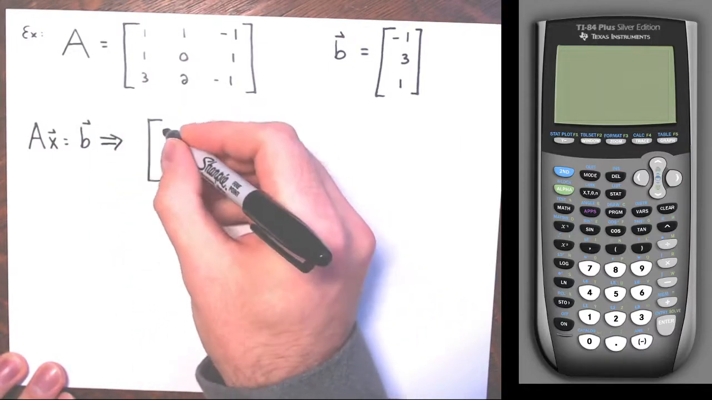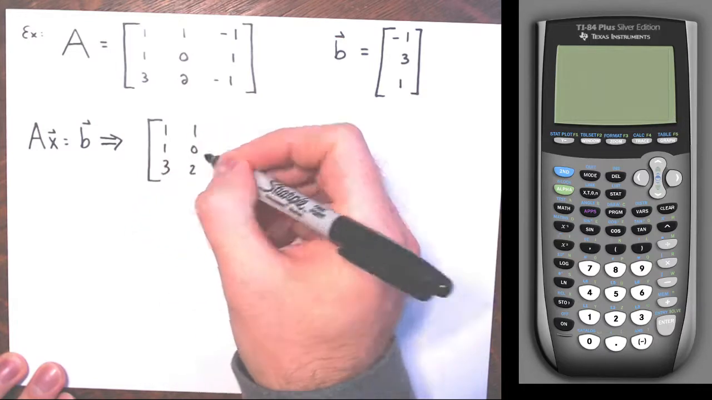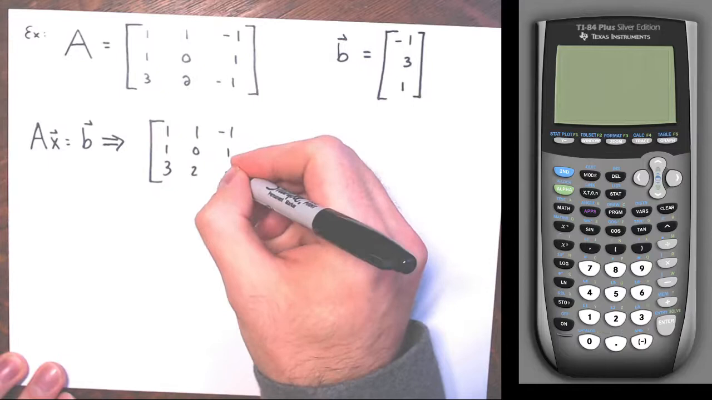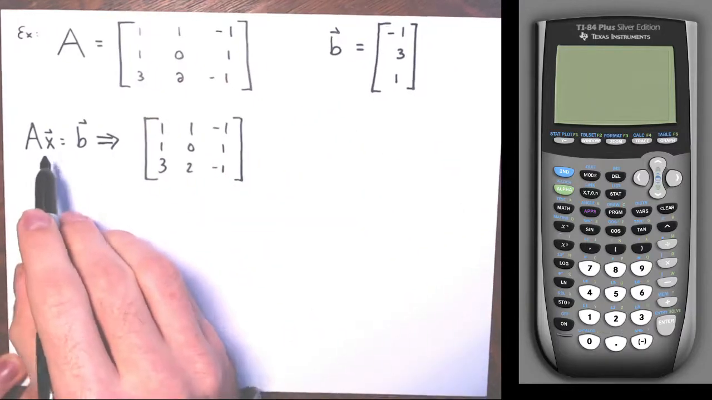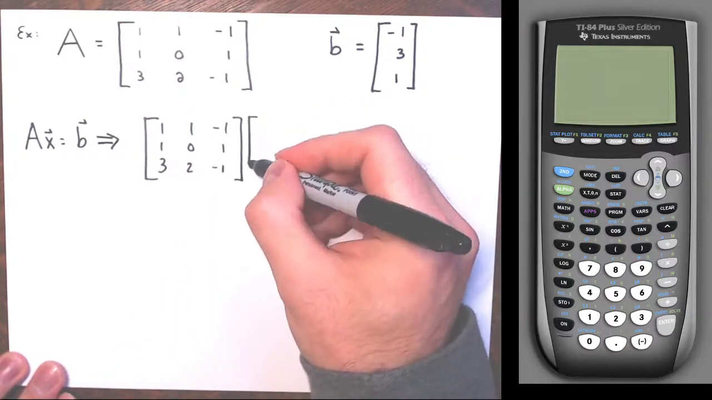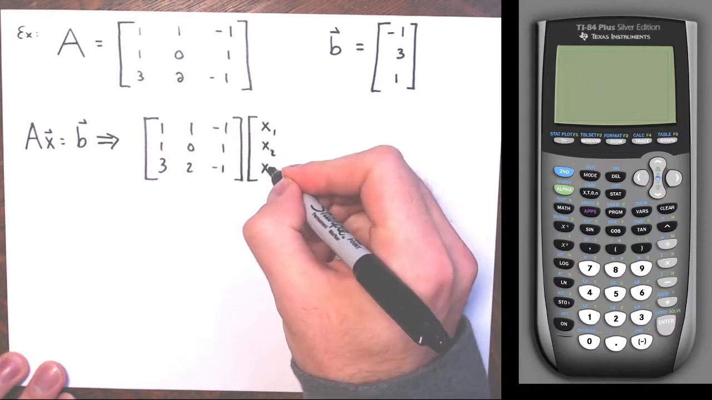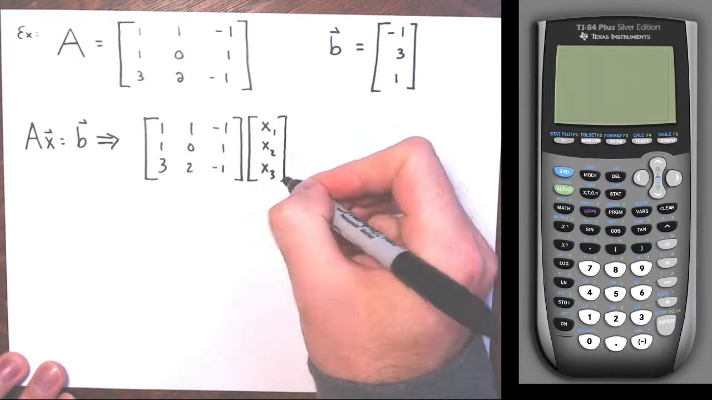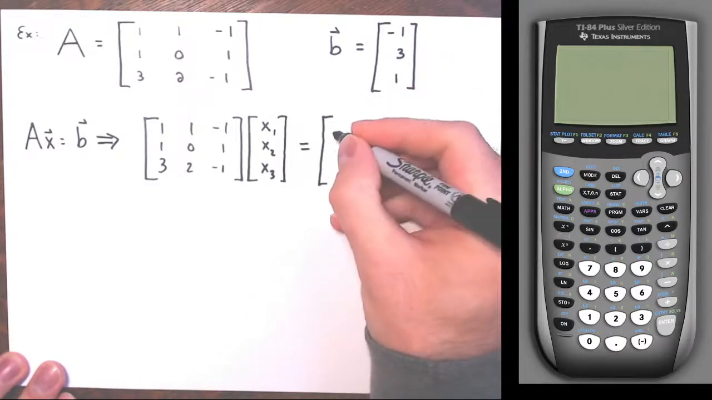And again, I'll write it out. So it's going to be the matrix A: 1, 1, 3 for the first column, 1, 0, 2 for the second column, -1, 1, -1 for the third column. And the vector X would have to be a 3 by 1, right? This is a 3 by 3 matrix now. So the vector has to have 3 components, x1, x2, and x3, equals, and then the B over here, -1, 3, 1.